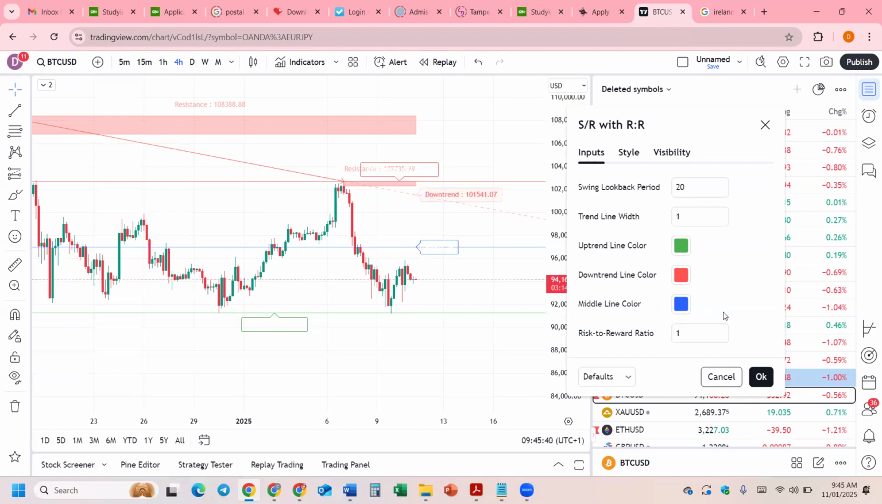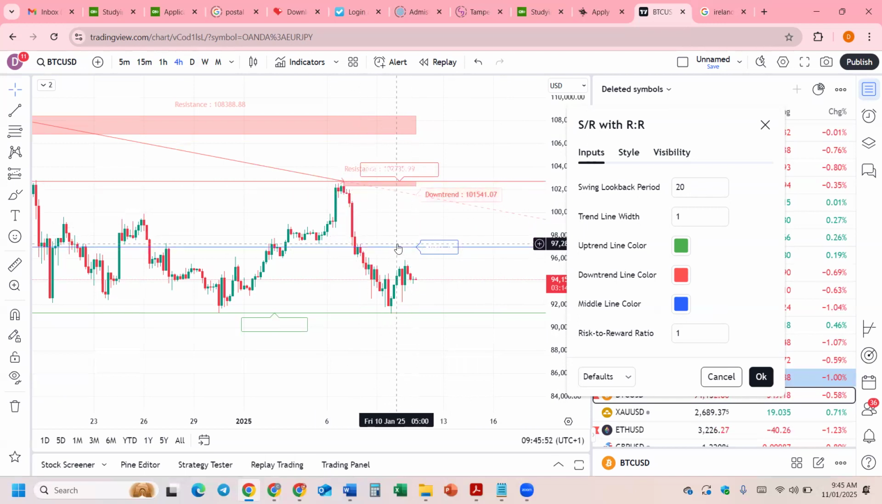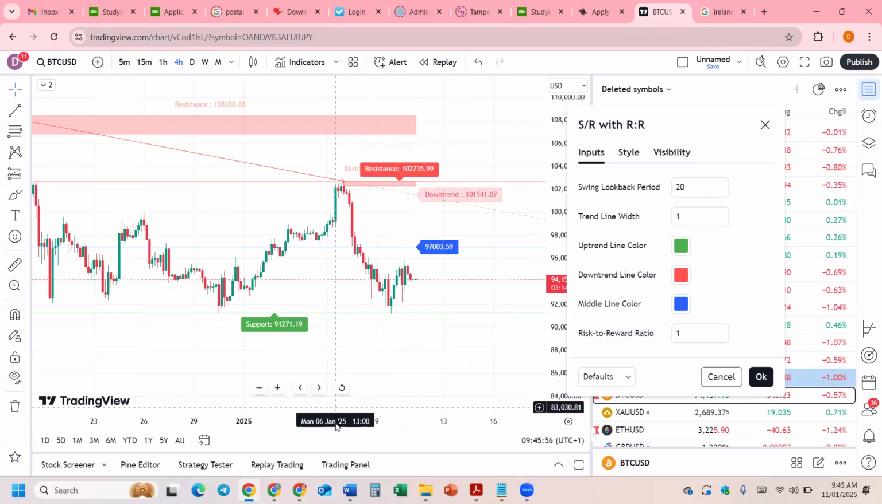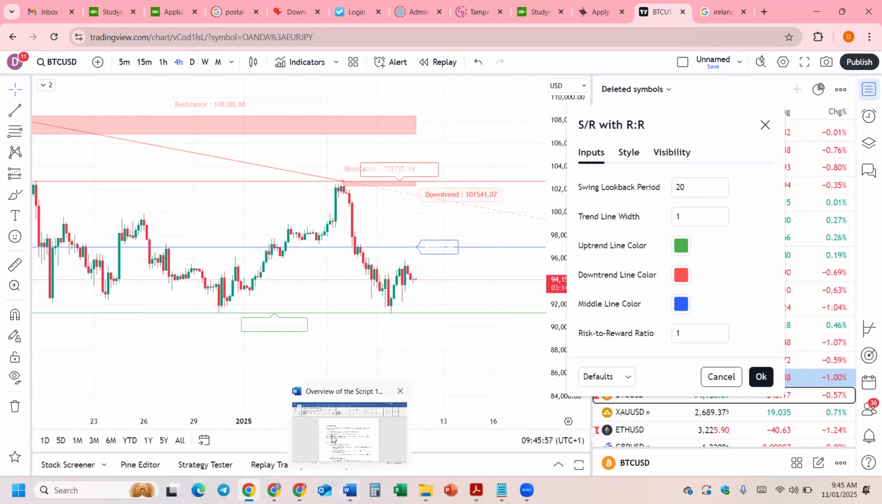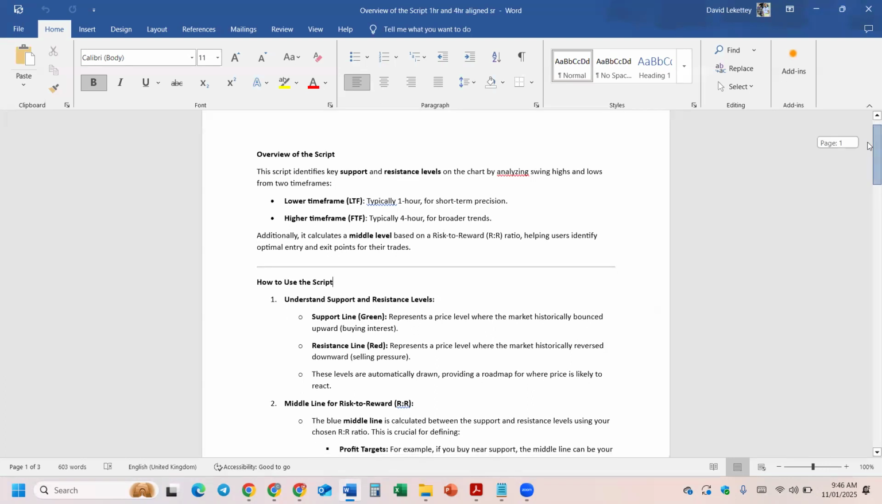If price creates a resistance from this first indicator and also creates a resistance from the script, it is an opportunity for you to enter the trade and pull out at the risk to reward ratio. So I'm going to go over this overview of the script so you can get what I'm trying to explain to you guys.